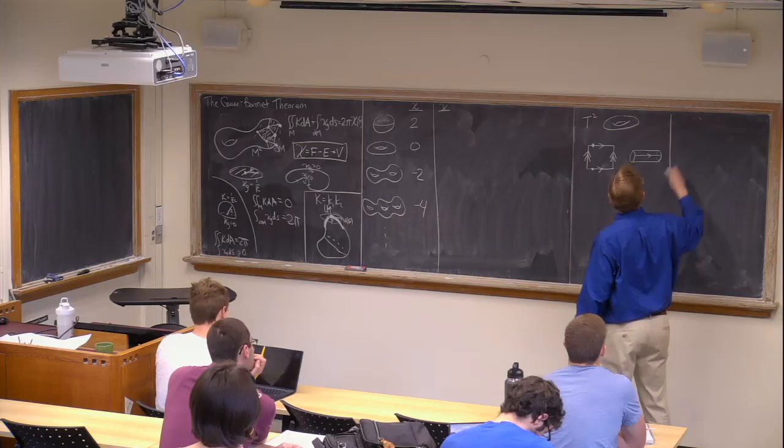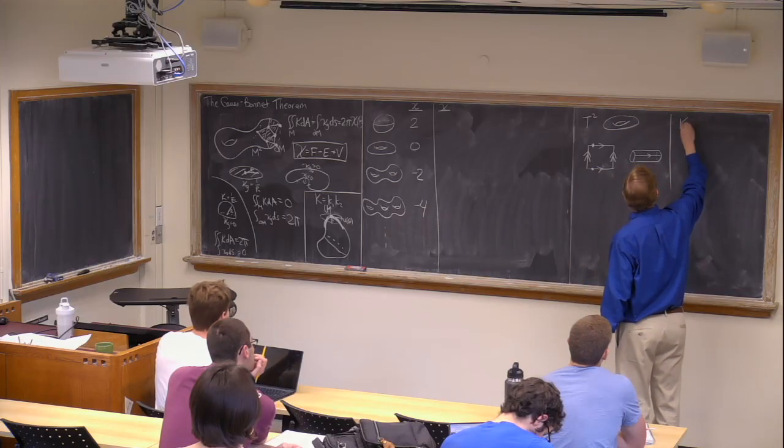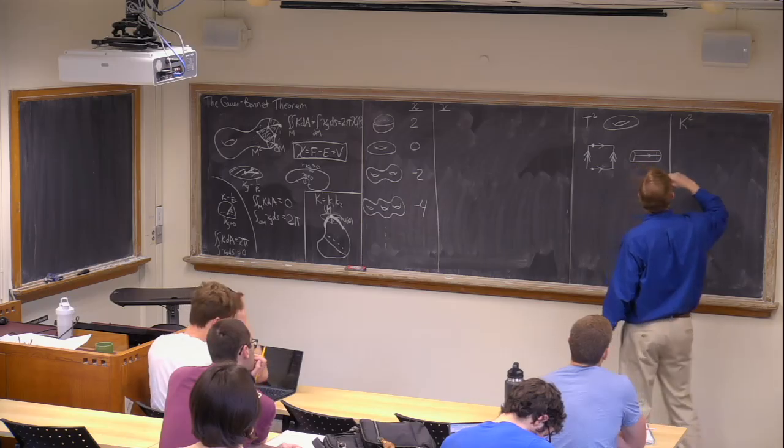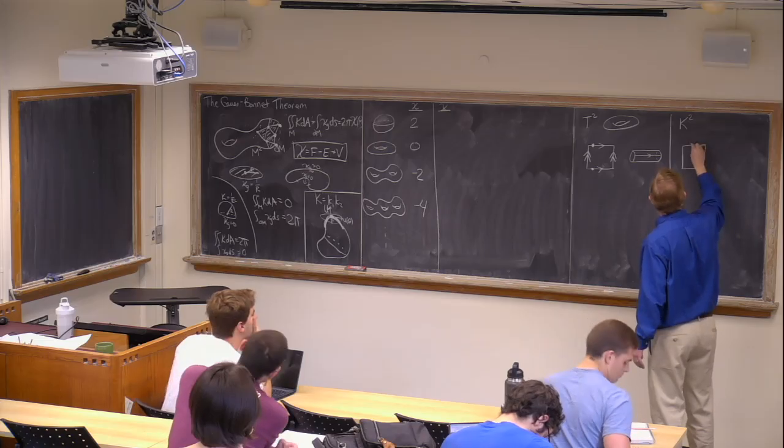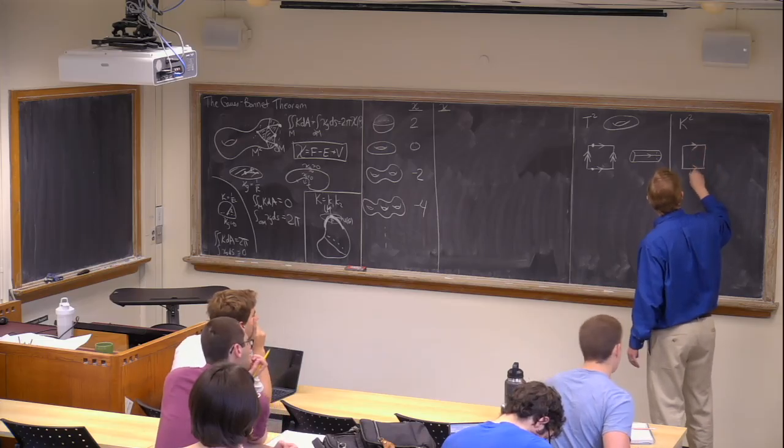And this can be compared to a Klein bottle, which is where you take a square and you identify the first two sides like this.